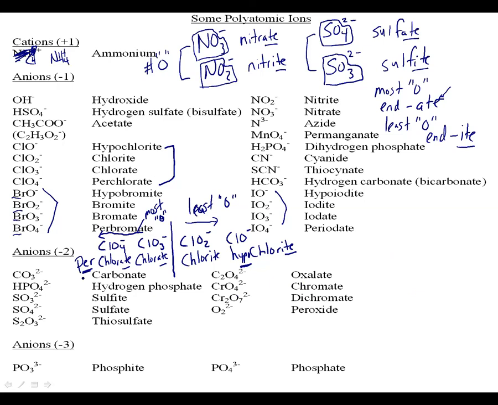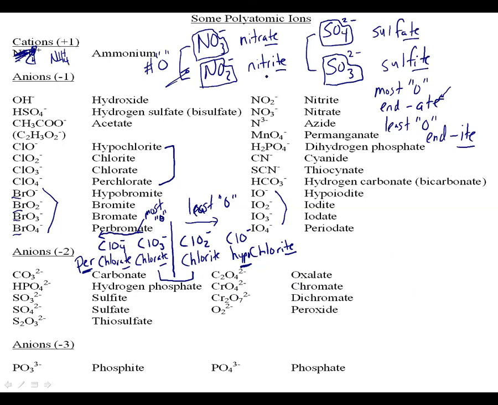So when you have a group of 4, the most oxygen starts with per and ends with ate. The least oxygen starts with hypo and ends with ite. And the 2 guys in the middle are named the exact same way as these guys, with ate or ite at the end of it. Question on those groups of 4?